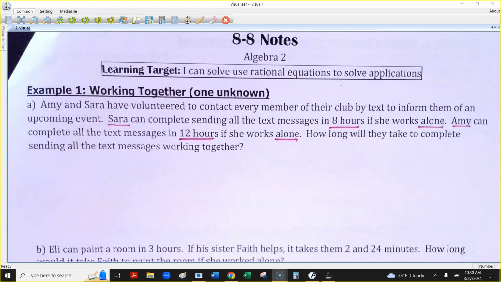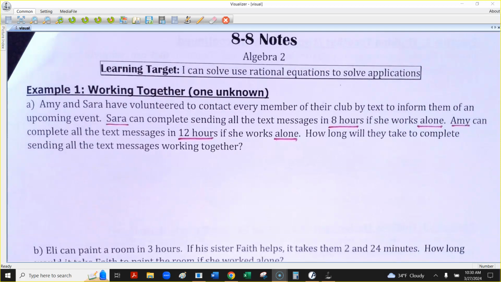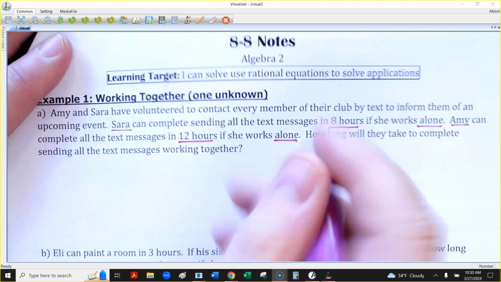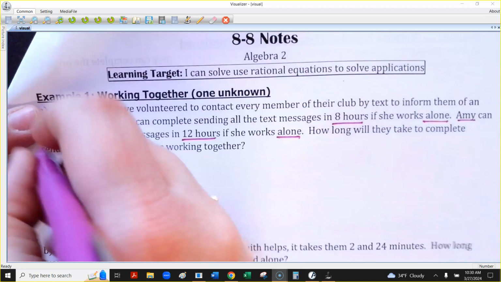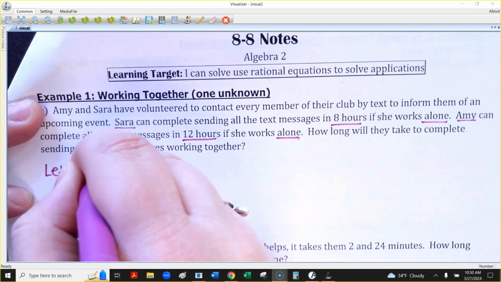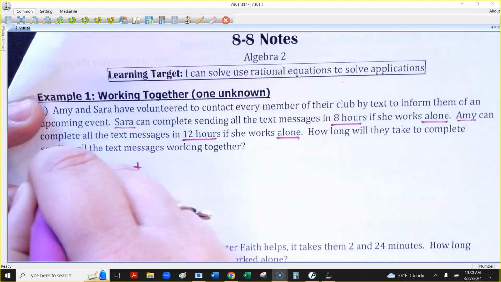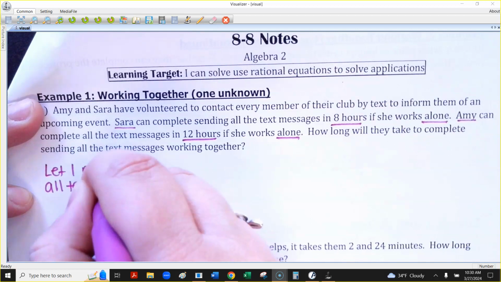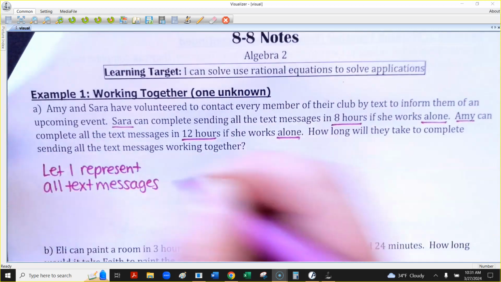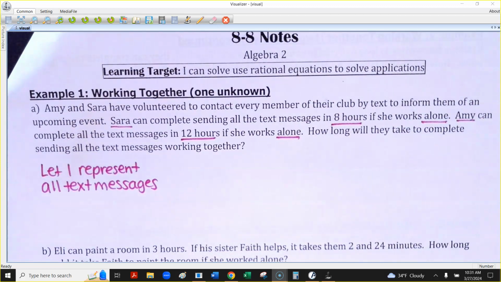Now, if you look at a different book, it'll probably tell you a different way to do it than I'm going to show you, because I think my way is way easier. It doesn't tell us how many text messages we have to send. It doesn't say we're sending 500 text messages. So you can use a variable, but I just use the number 1. I'm going to let 1 represent all the text messages that they have to send. I'm going to do that in almost every one of these questions today, unless they give me a specific amount. I'm going to let 1 stand for whatever the action is that we're doing here.